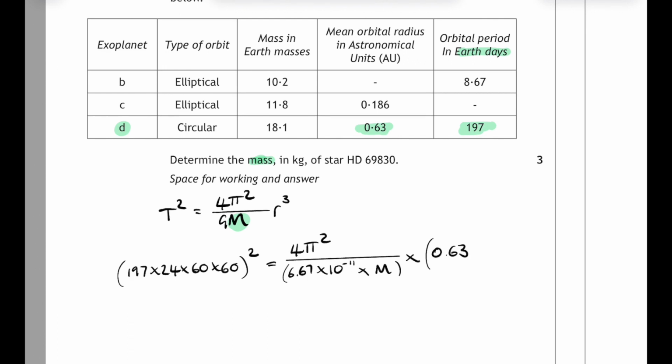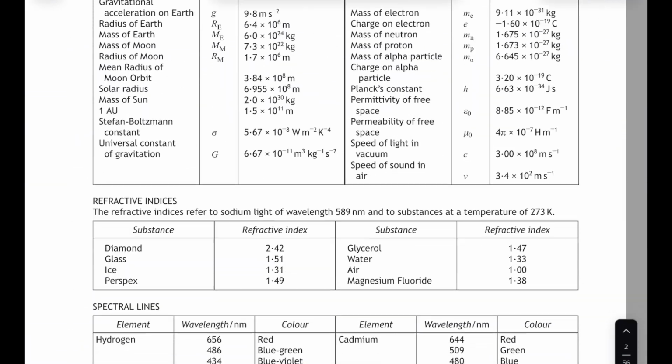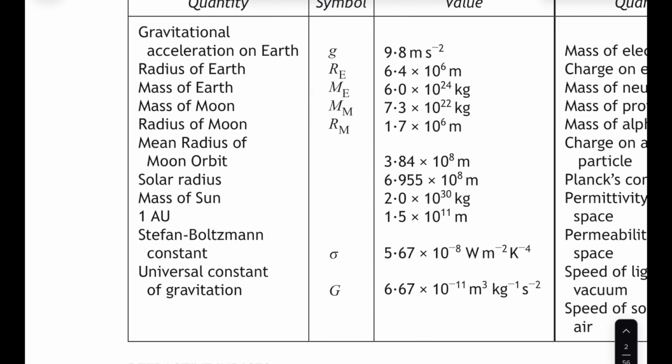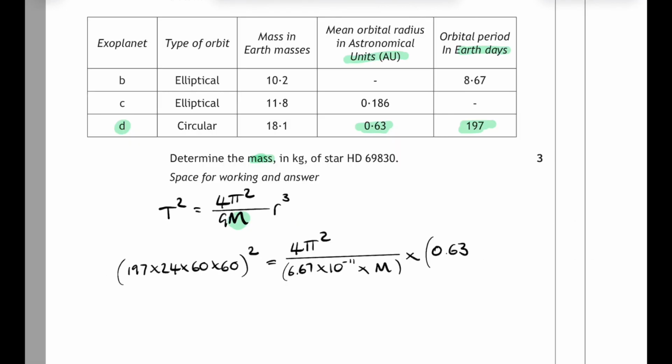Now the radius is 0.63, but that's astronomical units. And we can find out what an astronomical unit is on the data sheet. So let's scroll all the way back to that. And there it is. 1 AU, 1 astronomical unit, is 1.5 times 10 to the 11 meters. So to convert astronomical units into meters, you multiply by 1.5 times 10 to the 11. And don't forget to cube that, because it's r cubed in the relationship.